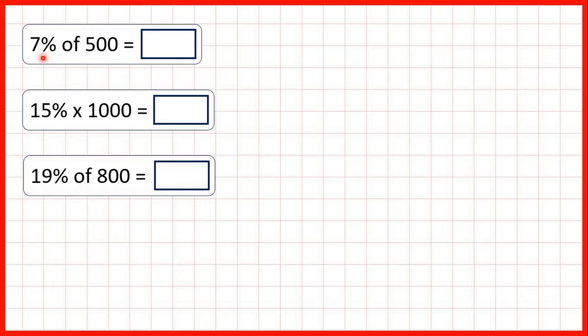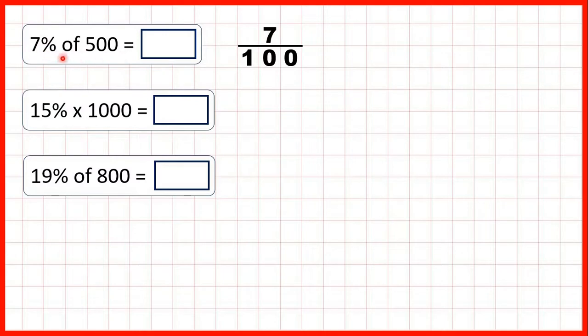Now we need to find a percentage of a number. But remember, a percentage is really just a fraction with a denominator of 100, and we know how to find a fraction of a number. So first, we need to find 7% of 500. 7% is the same as 7/100ths, and we can find a fraction of a number by dividing by the denominator and then multiplying that answer by the numerator.